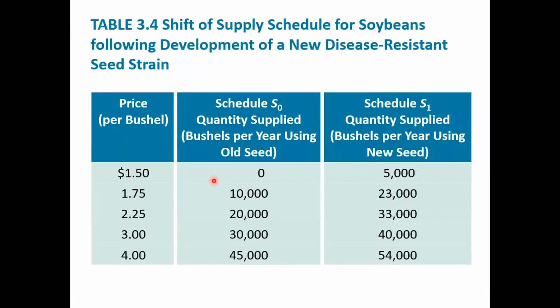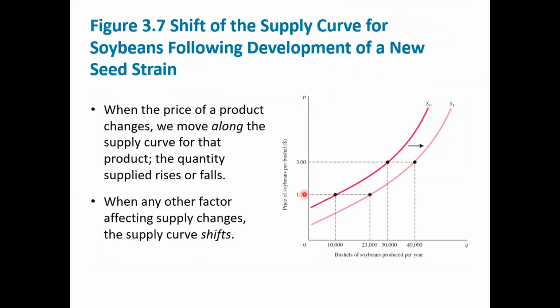So here we go. Notice here we're going to have a supply shift. Why? Because there's a new seed strain that they're using. We'll call that technology. And here's Farmer Brown. At $1.75, he used to supply 10,000. Now Farmer Brown supplies 23,000. But you can also look at it the other way. Let's say at 30,000, it used to cost $3 per bushel to get 30,000. Now the cost is down to approximately $2.25 in that range. So it shifted to the right if you're looking at it horizontally, and if you're looking at it vertically, it shifted down.